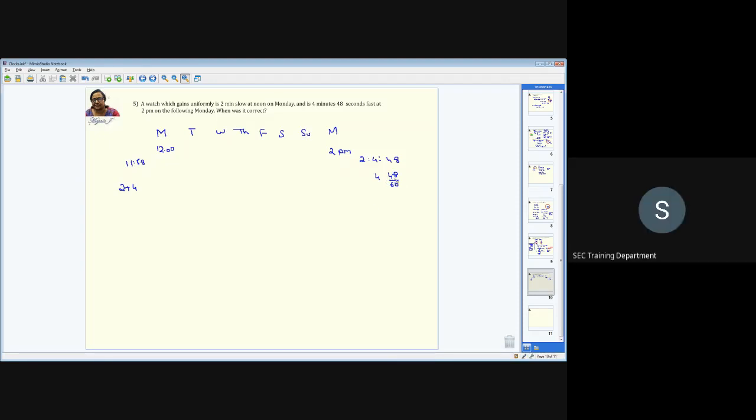So 48 by 60 is 0.8, that is 4 by 5. I'm converting seconds into minutes by dividing by 60. So that becomes 4 by 5. So overall, 6 and 4 by 5, or if you multiply, this is going to be 34 by 5 minutes is the total gap. The total gaining, I can say. From 2 minutes behind, this one is going up. So it's going to gain this.